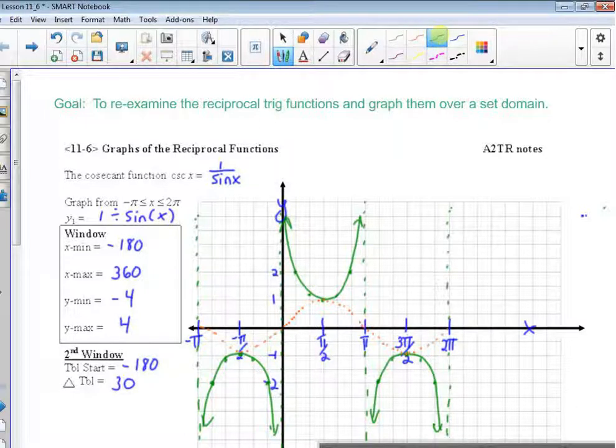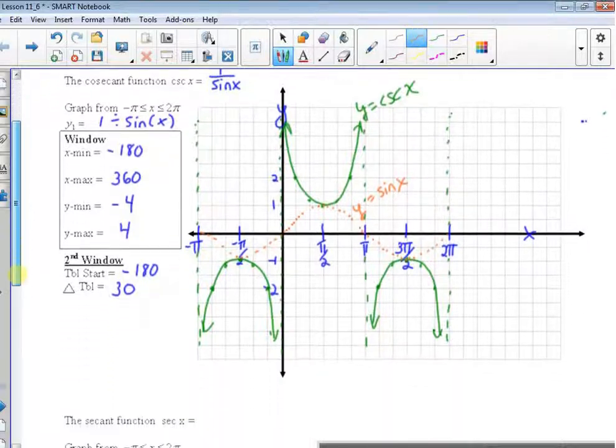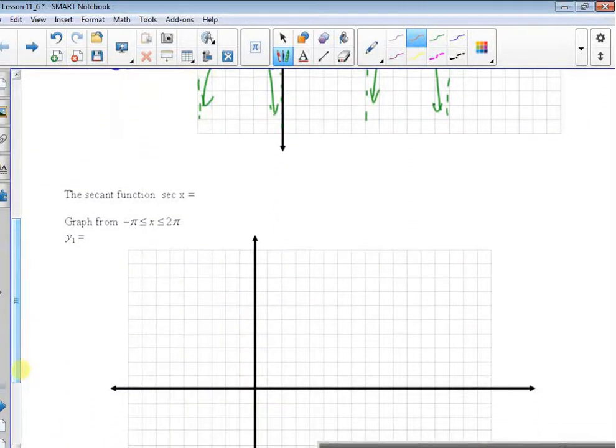In green, that one is y equals cosecant x, and the one in red is y equals sine x. So these are just the reciprocals, so this should make sense. Look at the sine going from negative 1 to 1, so cosecant is now going to go in the opposite direction of that, and that's because they're reciprocals. All right, down to the secant function, we're going to do 1 divided by cosine. So I'm going to do 1 divided by cosine x.